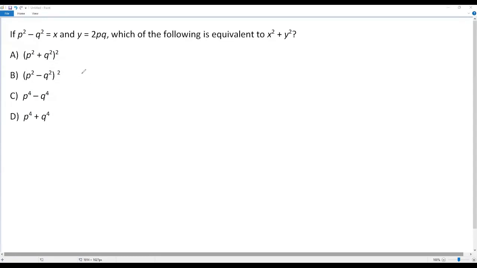Here we have a city math problem. Okay, let's go to the question. If p square negative q square equals x and y equals 2pq, which of the following is equivalent to x square positive y square? Okay, here we have some stuff for x and also some stuff for y over here.